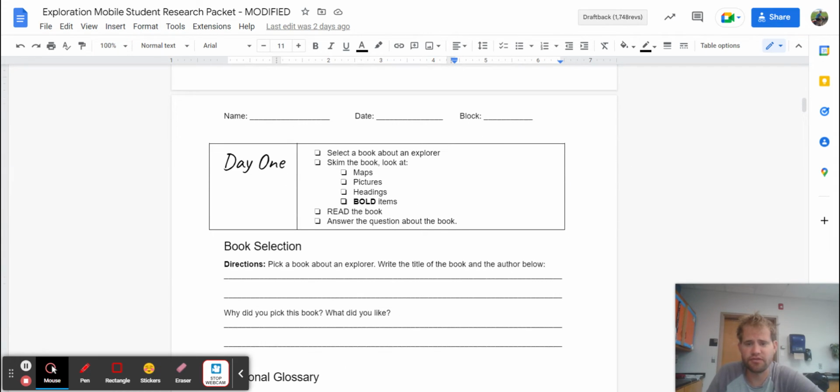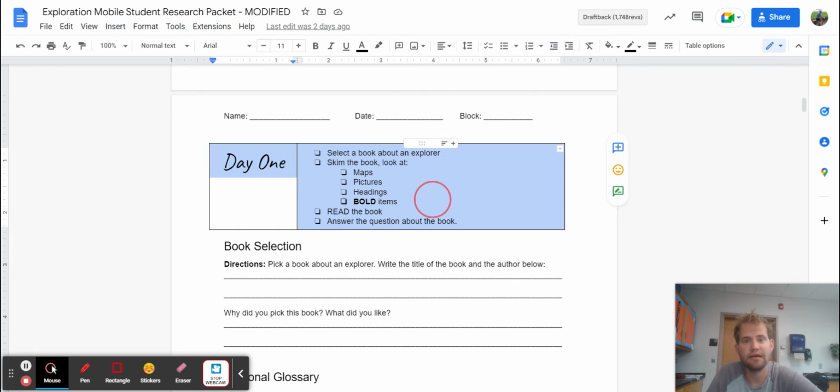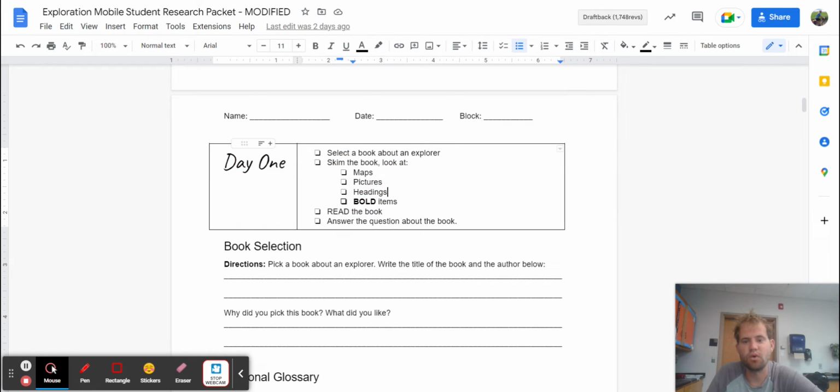The next page walks me through. I can see on the very tip top a day one and a checklist. This is what I do on day one. Select a book about an explorer. I have my book here. I'm going to do my book on Christopher Columbus. The first thing I do is I should then skim the book.